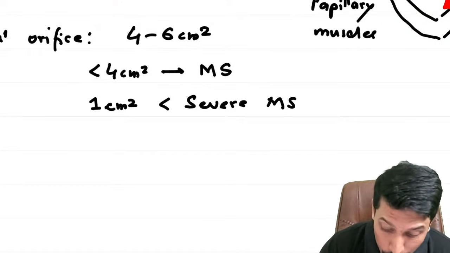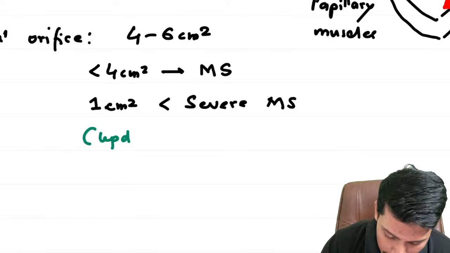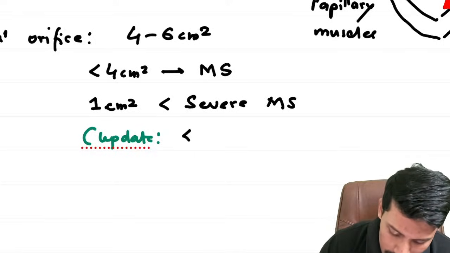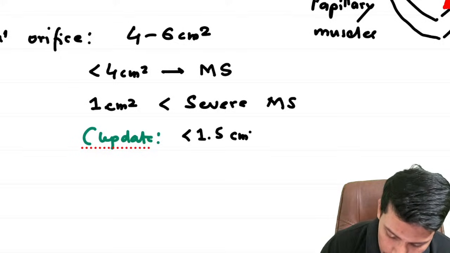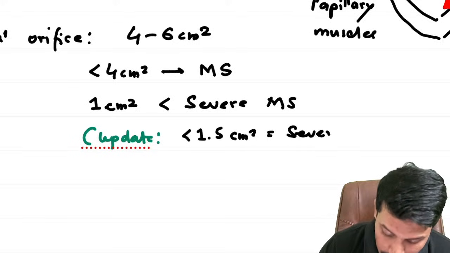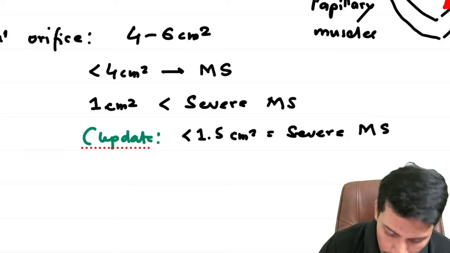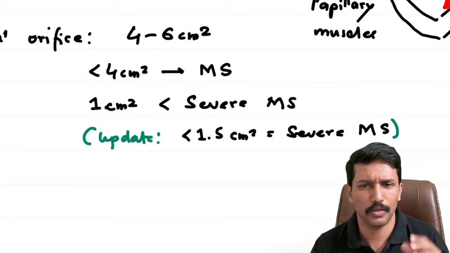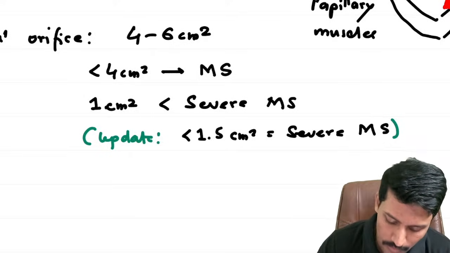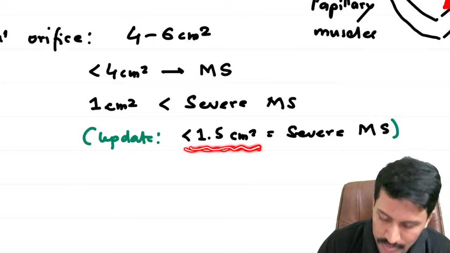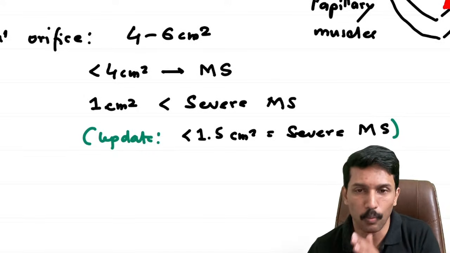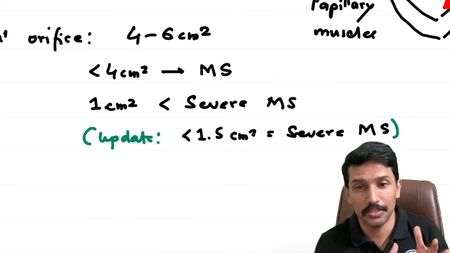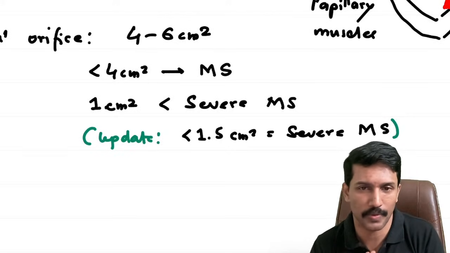But I also want you to be aware, you need not write it, that in Harrison, he mentions less than 1.5 centimeter square as severe mitral stenosis in the current edition. So there are logics and reasons behind that. At a UG level, you don't have to really bother, because generally mitral valve replacement or a procedure is considered when the orifice is less than 1.5 centimeters square. So that's why he labels it as severe. The traditional older textbooks mention 1 centimeter square as severe.